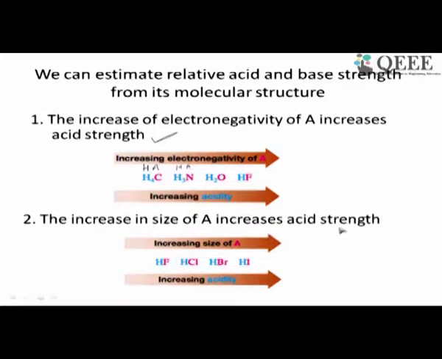An increase in the size of A increases the acid strength. Among these, now we are varying A. HF we have taken as the starting point. HF, HCl, HBr and HI. There is a size increase in these anions. So when there is a size increase, that also increases the acidity. The greater the size, the weaker the bond. The weaker the bond, the more readily it can dissociate. So if you have a bigger anion, that also increases the acid strength.